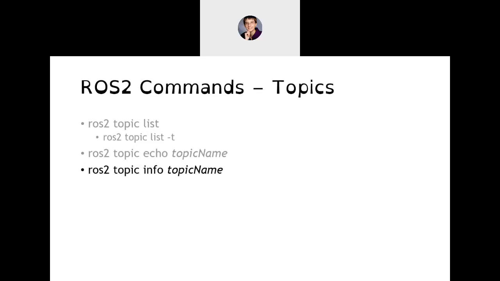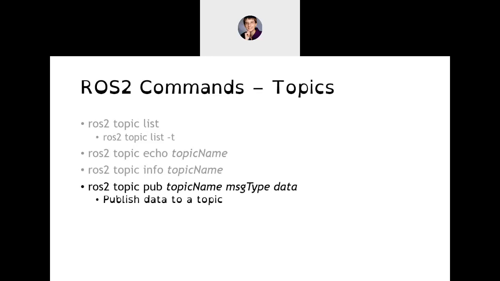And again, you can get information about a specific topic the same way you did about a specific node, right? So a lot of these similar commands popping up. Also good for debugging, you can publish to a topic, right? So if you're trying to debug a certain piece of code, you can use this to publish some data and see how your node is responding.